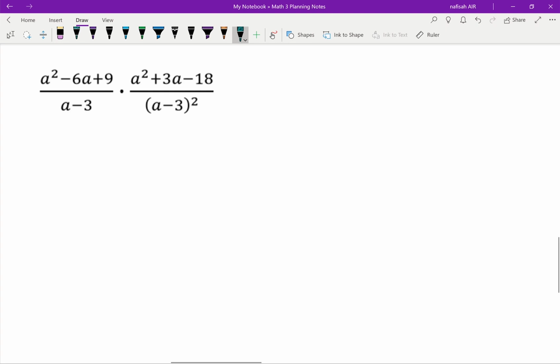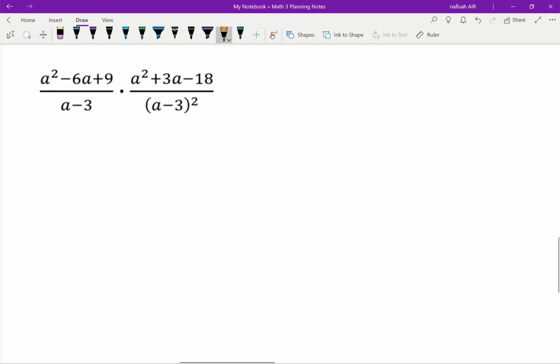All right, so first off, I'm looking to see if any of them have GCFs. They don't. Be careful because yes, this has a 3, this has a 3 in it, but this right here does not have a 3. Every term has to be divisible by the same number for it to be a GCF.